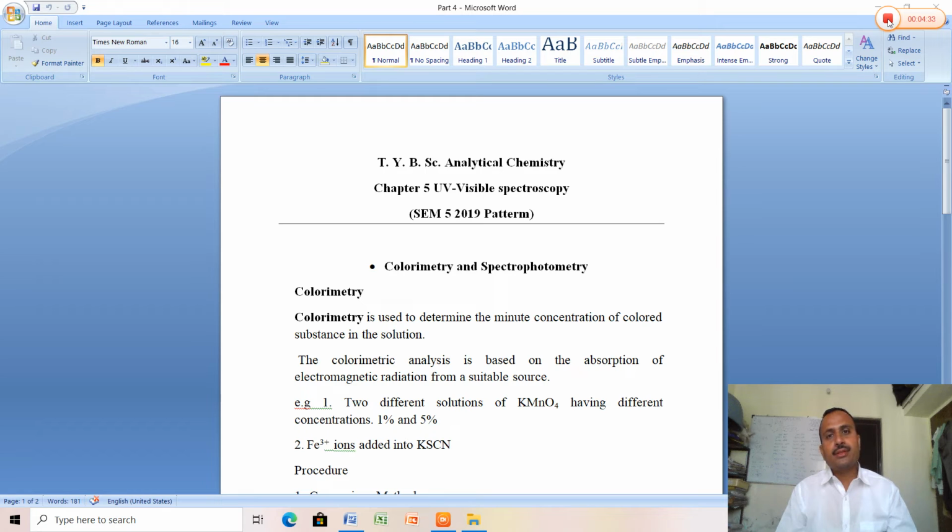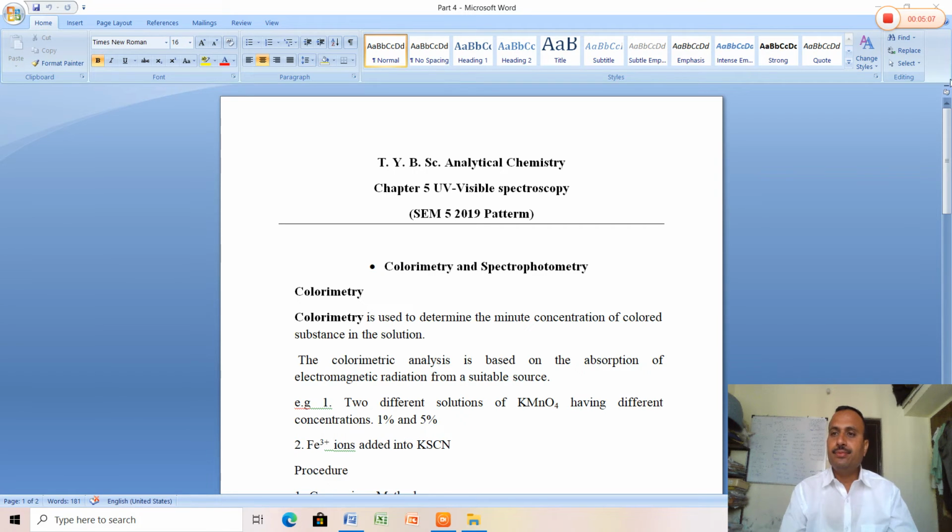Sometimes the solution is not colored. At that time, the analyte should be converted into a suitable colored form. For example, Fe3+ ion should be added to potassium thiocyanate. A red color is developed, and from the intensity of the red color we can determine the concentration of the Fe3+ ion.